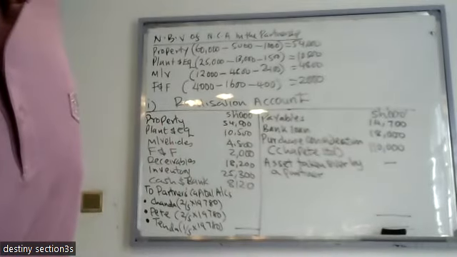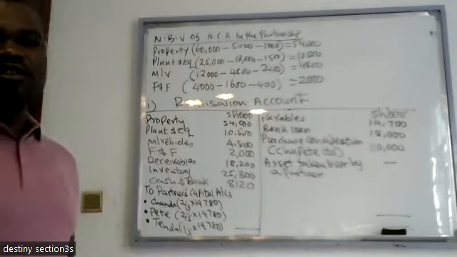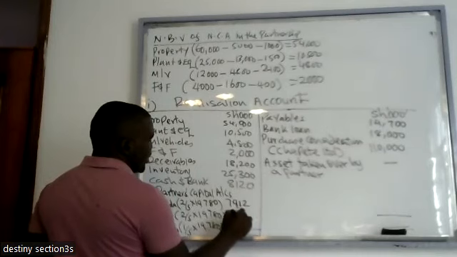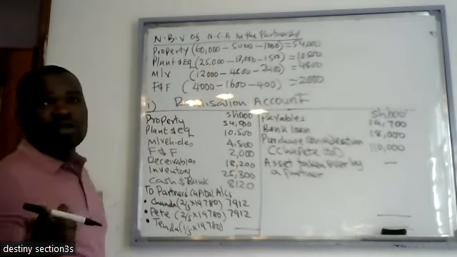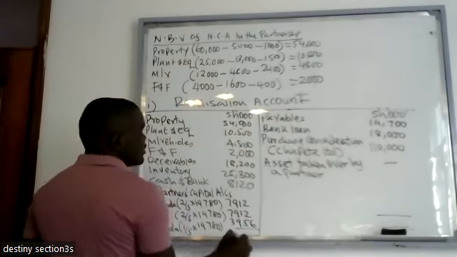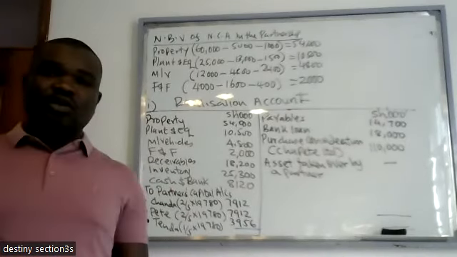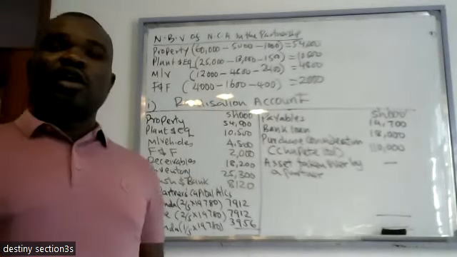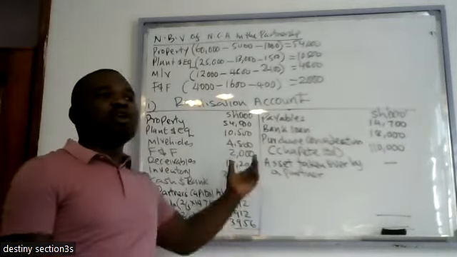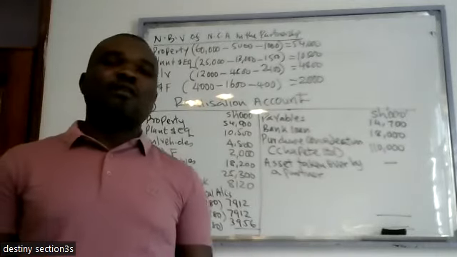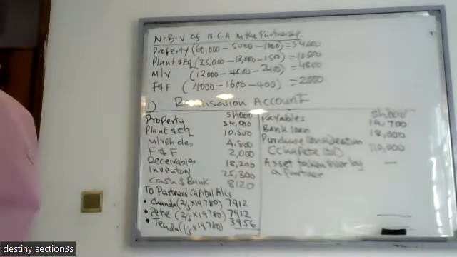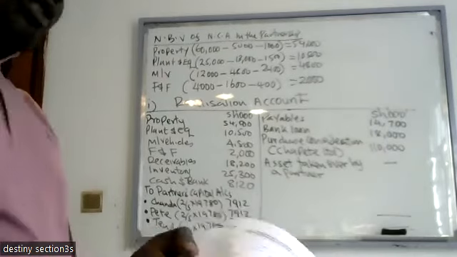So the partners have shared here 7,912, 7,912, then 3,956. Who has a question on realization? That is how you prepare the realization account. It is easy: debit all the assets at book values, credit liabilities at book values, and get the difference to share to them. If no question, let's go to the next.